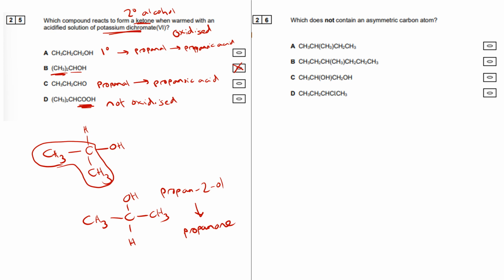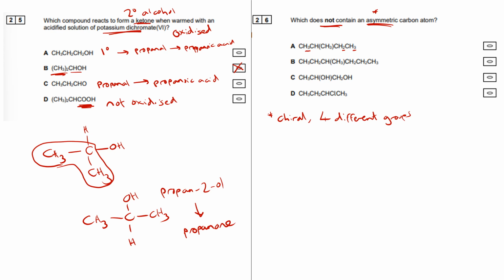Question 26. Which one does not contain an asymmetric carbon? An asymmetric carbon is a chiral carbon, one with 4 different groups attached. So you'd have to look at these, try and work out which one has 4 different groups attached. Now it's quite easy to eliminate some of them, because if they have more than one hydrogen on it, it can't be an asymmetric carbon.